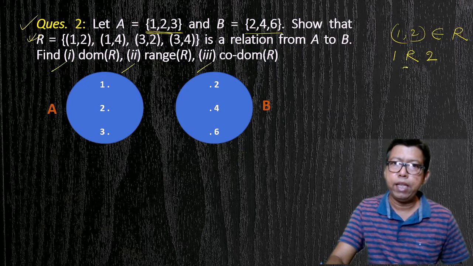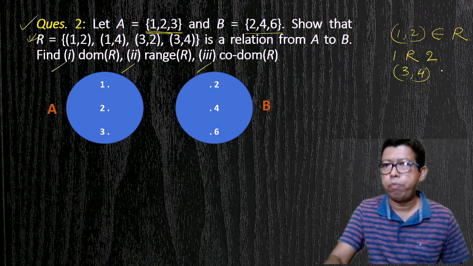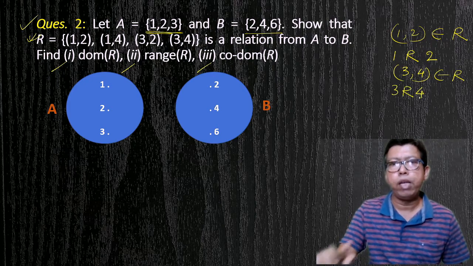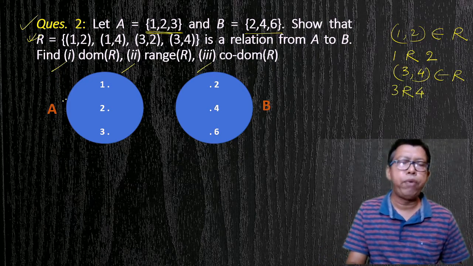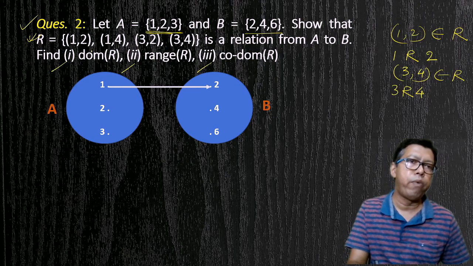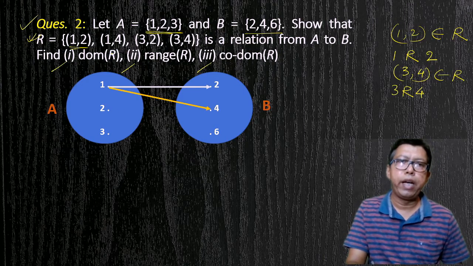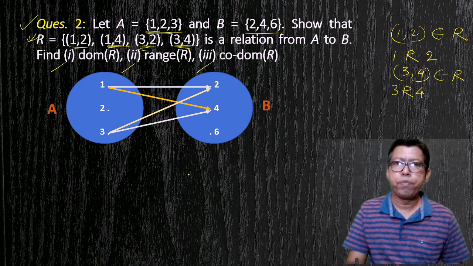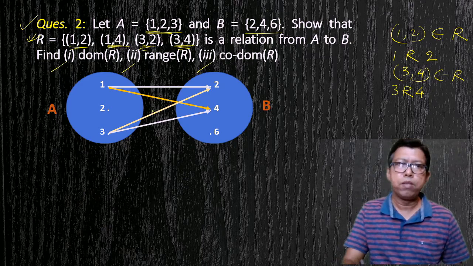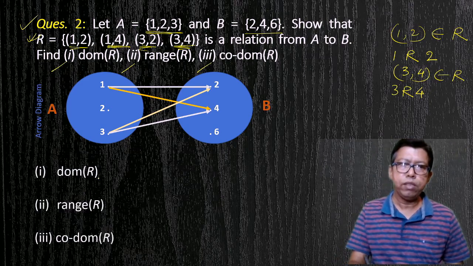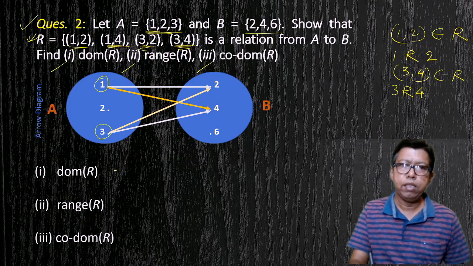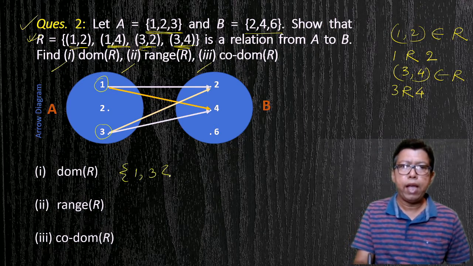In this way, the last element (3, 4) is also belonging to the relation R, that means 3 is related with 4 in some way. If I draw the pictogram, you see that 1 is related with 2, 1 is related with 4, 3 is related with 2, and finally 3 is related with 4 in some circumstances. So what will be the domain? The domain is the first coordinate from the set A. These are nothing but your 1, 3. And what is the range?